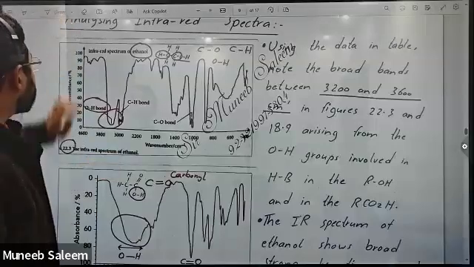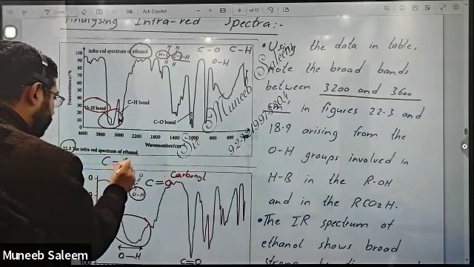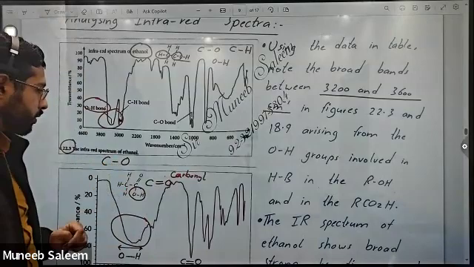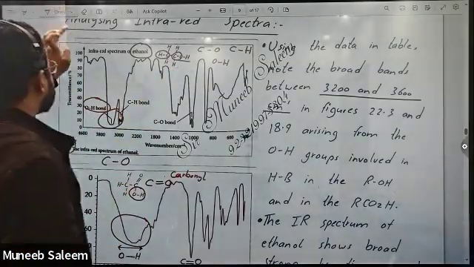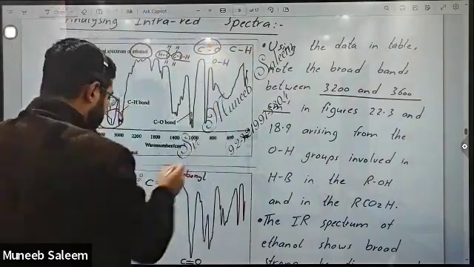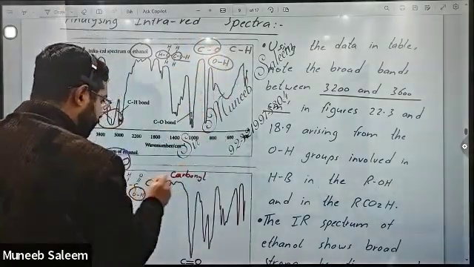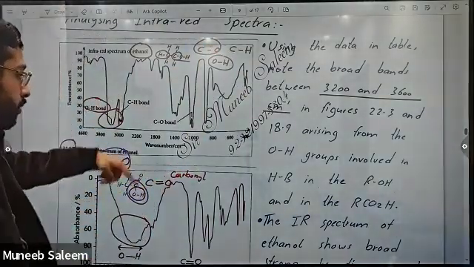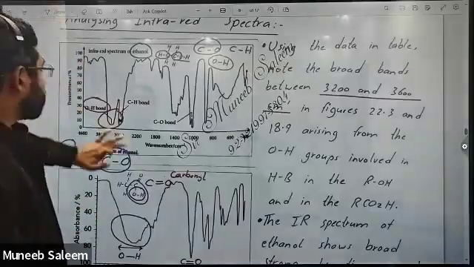In fact, the carboxylic acid also contains a carbon to oxygen single covalent bond, because we can find a carbon oxygen single covalent bond in the structure of carboxylic acid. So these peaks are the same. The carbon oxygen peak, both have the same, and the hydroxyl group peak, these are also the same. But the difference between these two is the presence or the absence of the carbonyl group peak.